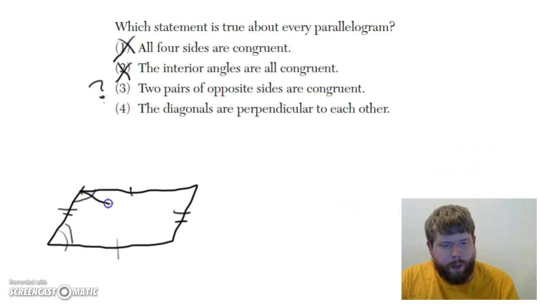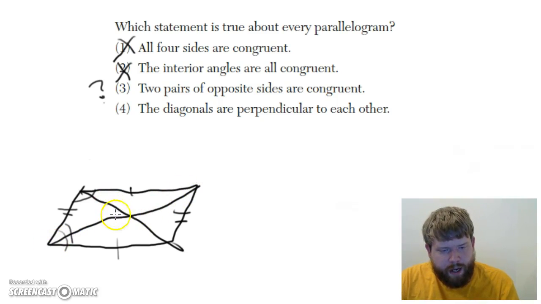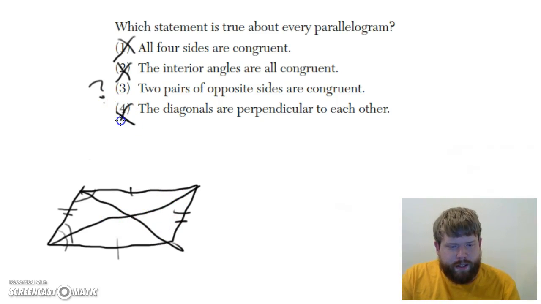The diagonals are perpendicular. Does that seem like it could be true? Well, no. Again, this is going to be an obtuse angle. This is going to be an acute angle. Perpendicular seems like it's out of the question, so the answer is indeed 3.